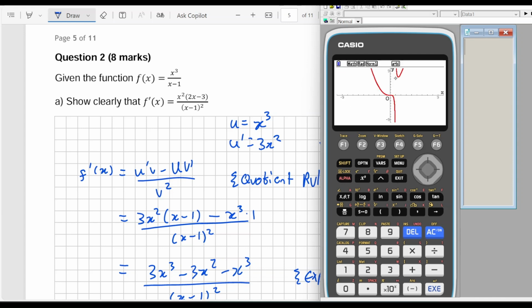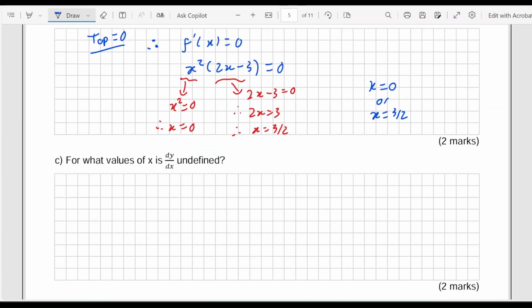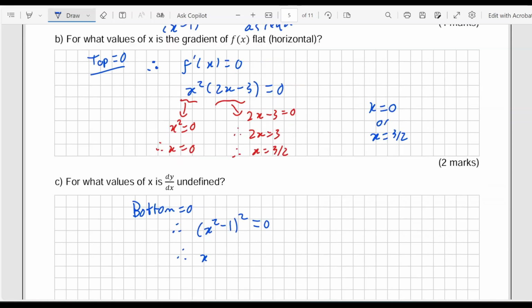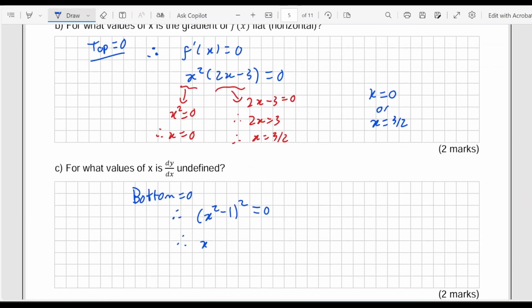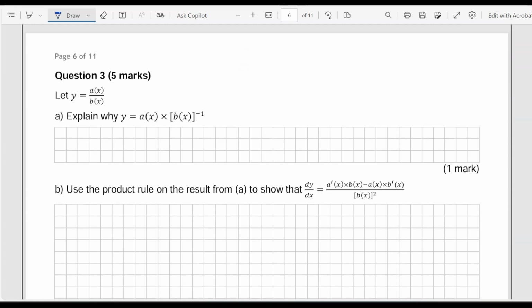Notice that the graph doesn't exist at 1, so that's what we're expecting for the next answer. For what values is it undefined? So this is that the bottom equals 0. Therefore, we got x minus 1 squared is 0. Sorry, that was just x minus 1 squared. X minus 1 is 0. Therefore, x is 1.